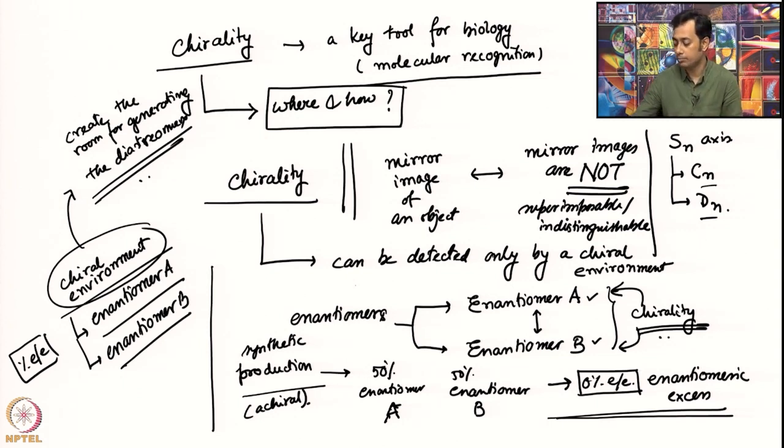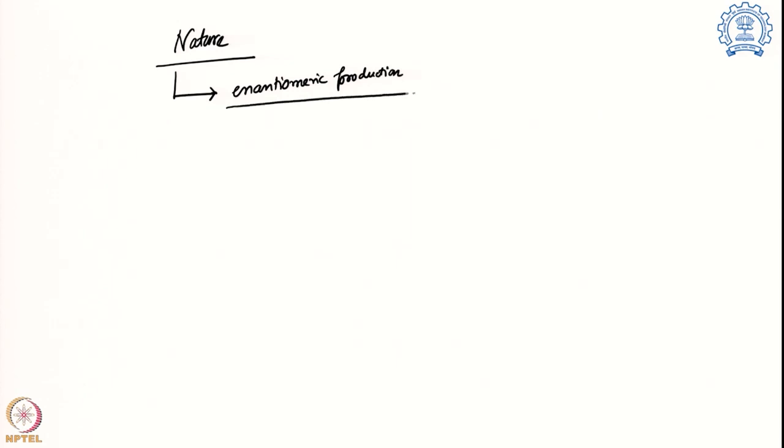So if that is coming into the picture, and now if I look back to the environment, or I should say nature, you will see there is a huge amount of enantiomeric production. Now the question is how nature is doing enantiomeric production. However, we found most of the time exclusively one isomer, or I should say enantiomer, is preferred.